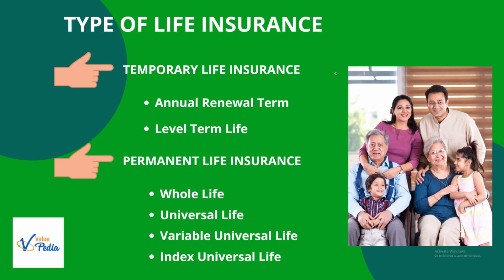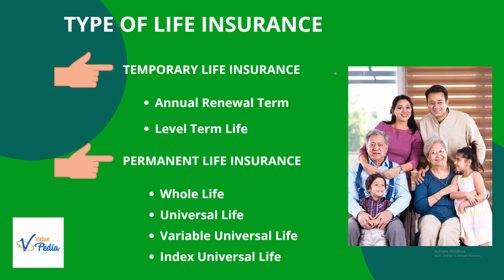They have 10 years, 15 years, 20. There are some companies that have 40 years. But not everyone can purchase the 40 years because it depends on your age. Let's say when you hit a certain age, the insurance company may not want to sell you the 40-year term life anymore because it will be too risky for them.